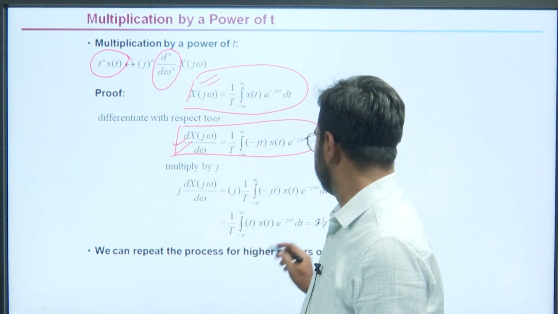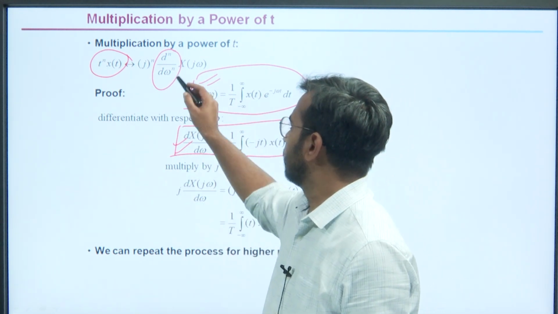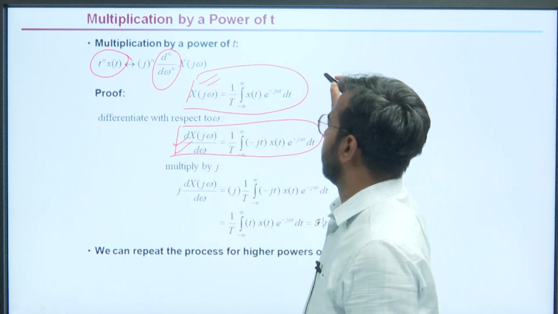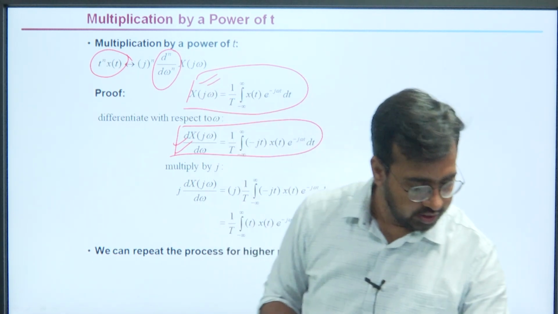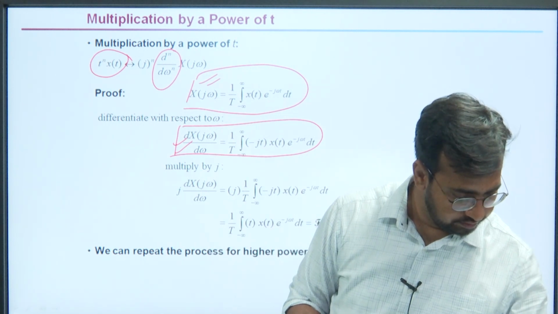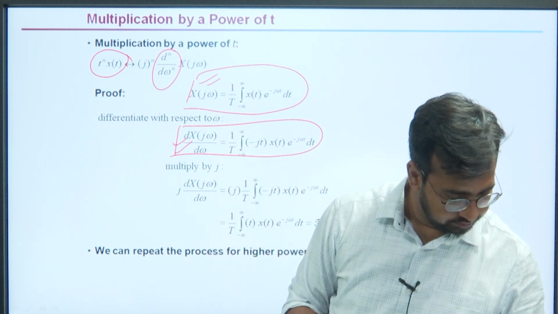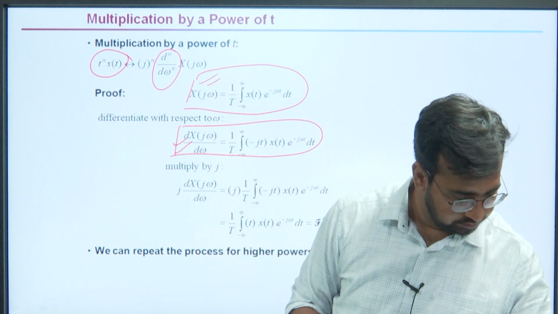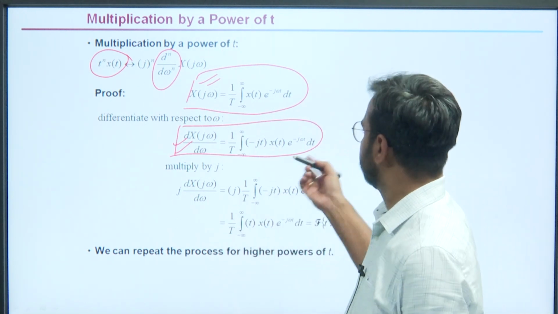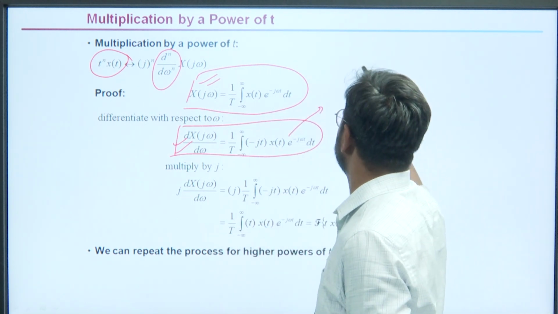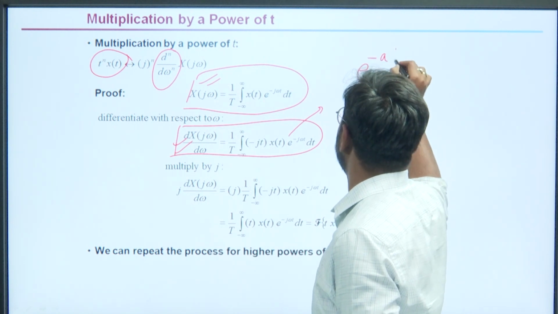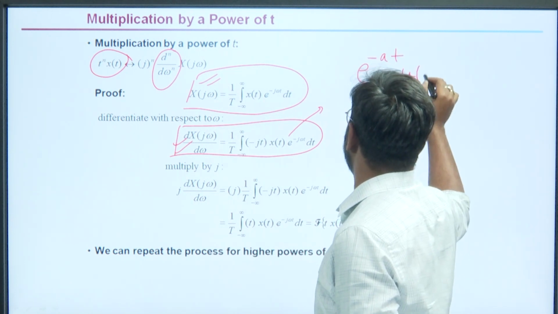So, you will get the result e to the power d n by d omega j, j to the power n. Suppose we take an example and try to solve it, to see how this result is useful. Suppose e to the power minus at ut.